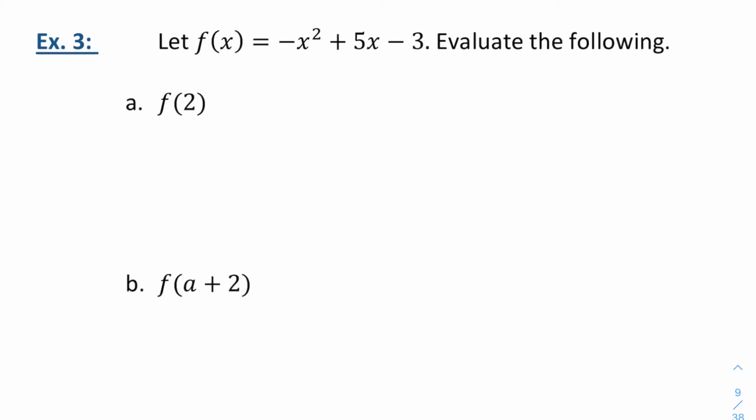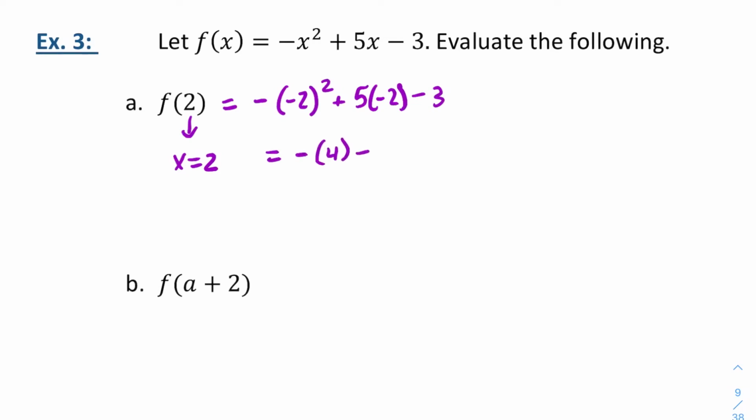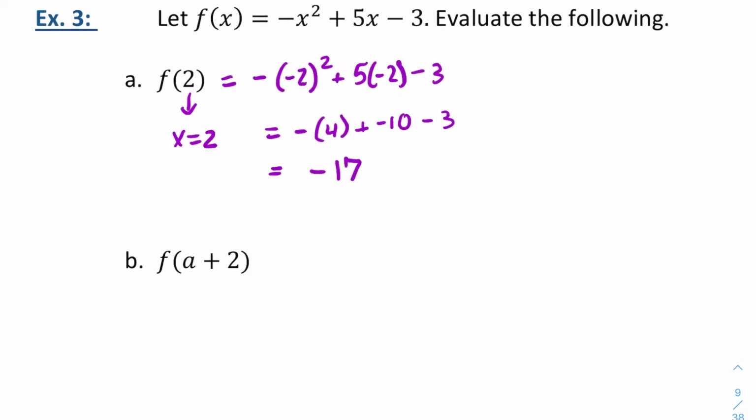If I am evaluating a function, I'm essentially just replacing my variable with my input value. So I'm going to take this function and replace x with -2 and see what output I get. Make sure you follow order of operations and put things in parentheses when you substitute them in. So when I plug in -2 and square it, I get 4. 5 times -2 is -10. And then -4, -10, and -3 all together is -17.